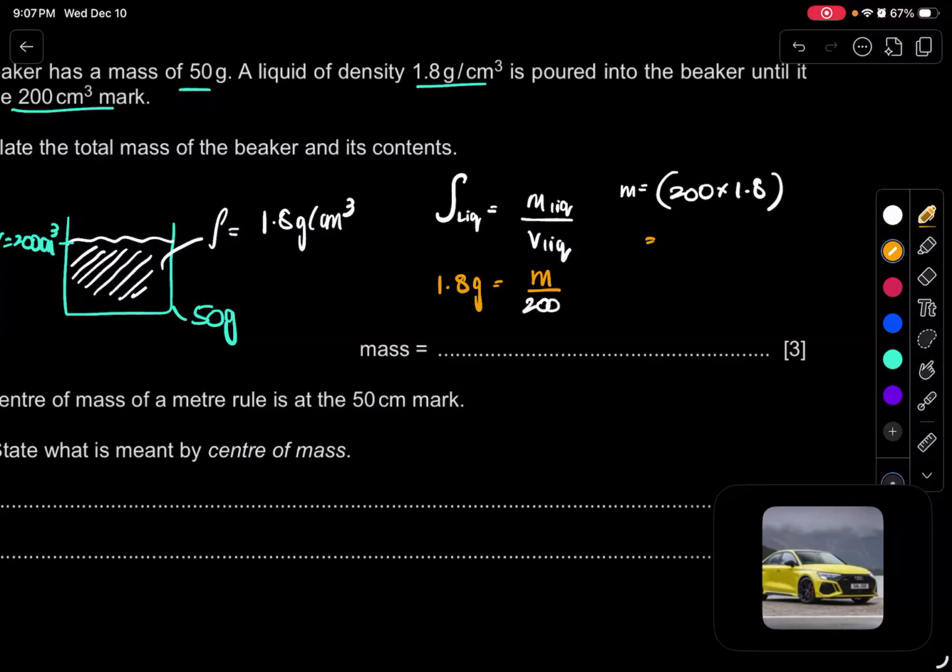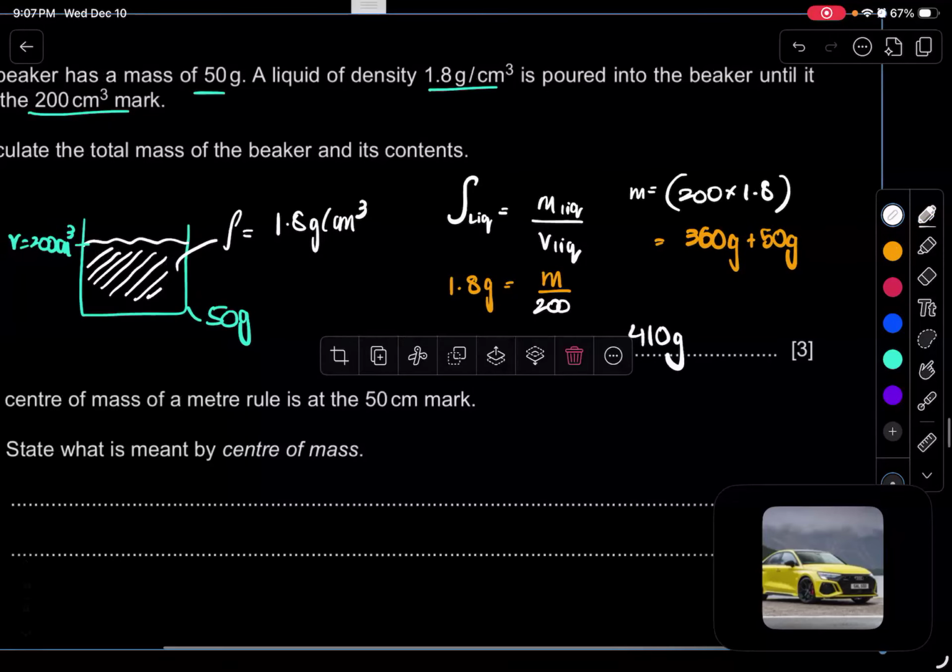So what does that turn out to? 200 times 1.8 is equal to 360 gram, just for the fluid. And then the beaker was weighing 50 grams as well, right? So that means 360 plus 50, 410 grams is the mass of the beaker and its contents.